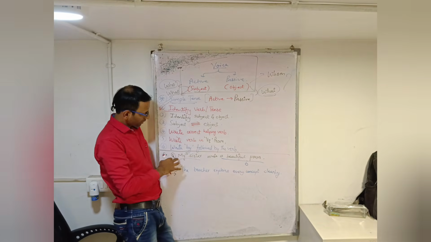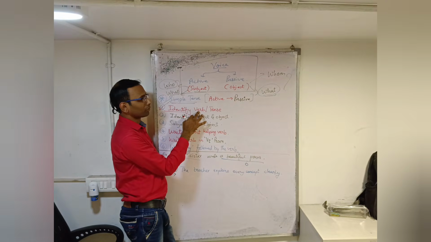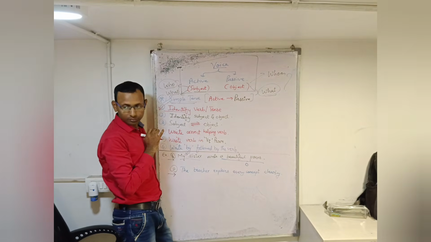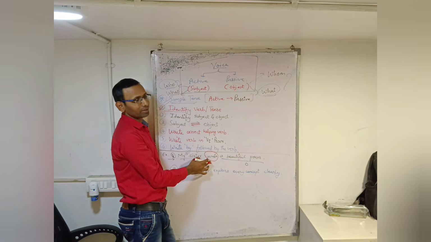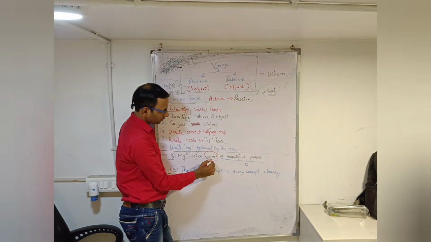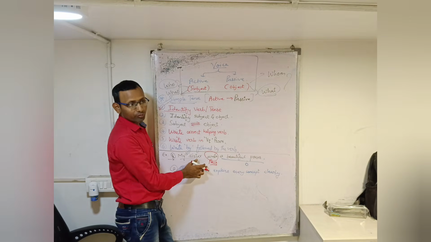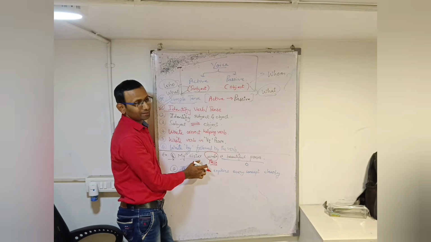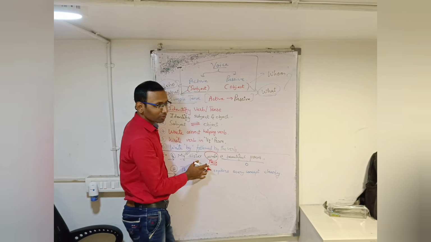Here is the example. My sister wrote a beautiful poem. The first step is identify the verb. Which is the verb here? Wrote. Wrote is the verb. And what tense is wrote? Present tense or past tense? Wrote is past tense. As soon as you identify the tense, we should understand that the helping verb of past tense is going to come in the answer. There are two helping verbs of past tense.